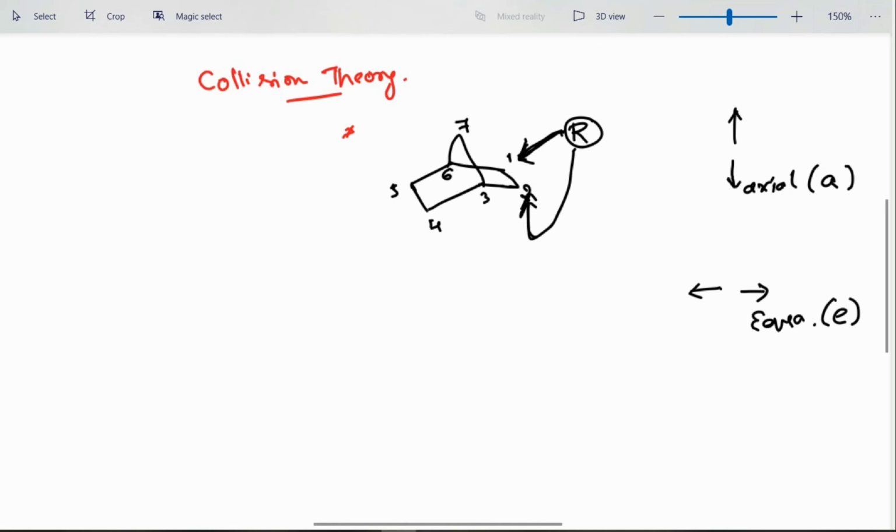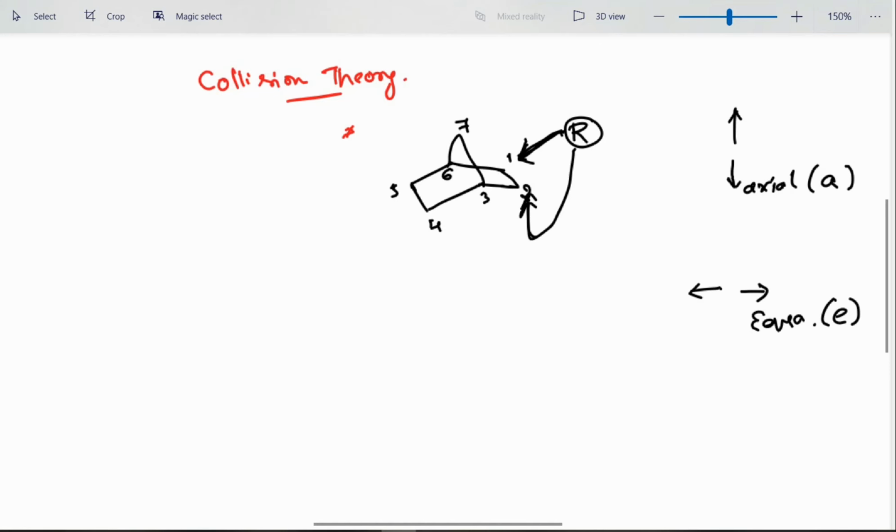Okay, so this axial and equatorial attack is one type of representation of attack possible by a reagent on the substrate. We can also call them endo or exo attack. The endo or exo attack is quite similar to equatorial or axial attack, but in certain different examples only. So what is an endo attack and what is an exo attack?